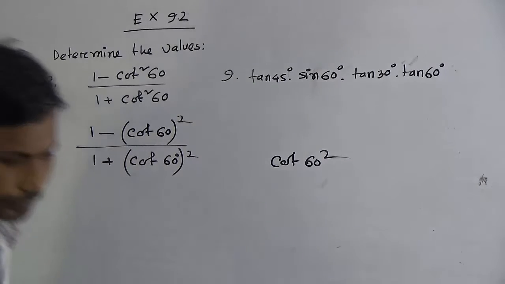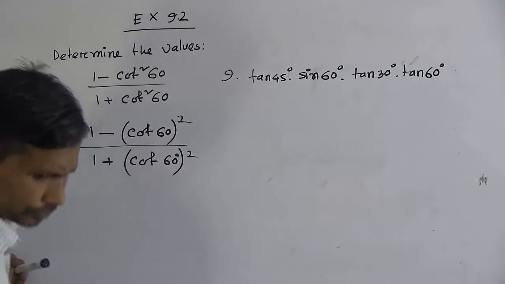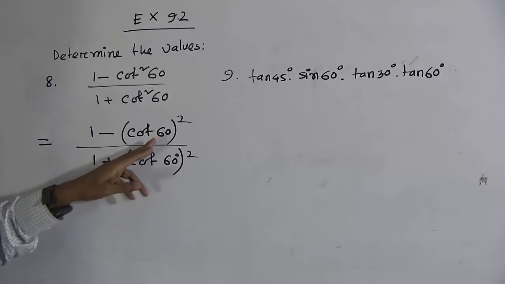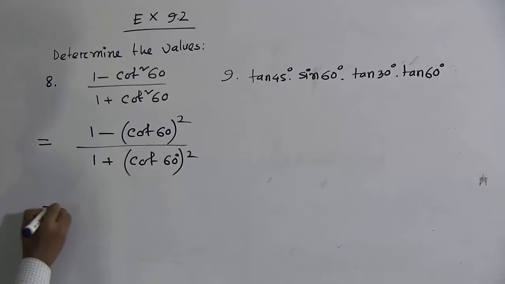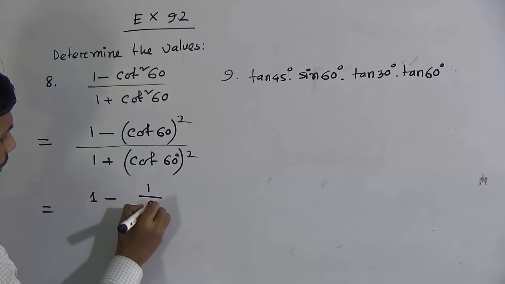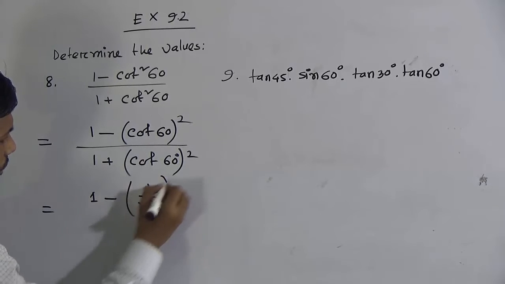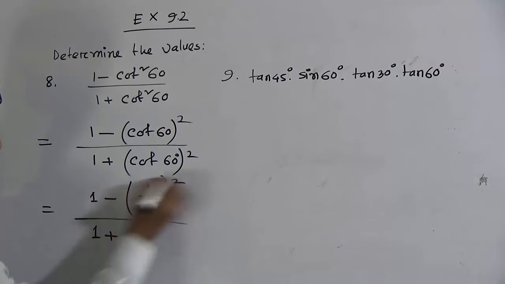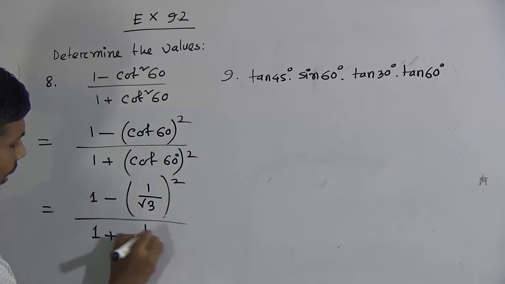Now look, we know cot 60 degree equals 1 by root 3. So 1 minus 1 by root 3 whole square, then 1 plus cot 60 degree, this is equal to 1 by root 3 whole square.